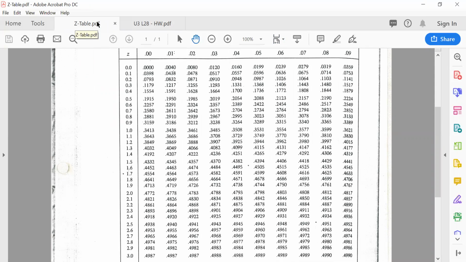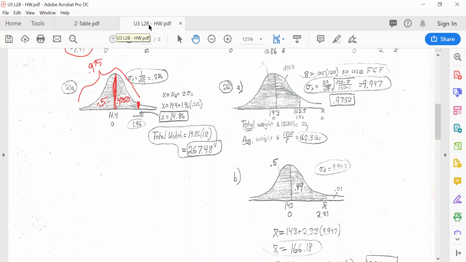I see it right here, actually. It's exact. It's 1.9 and then over to 0.06. So the Z-score that's closest to 0.4750 is 1.96. All right, hopefully you saw the Z table like I did. I'm not sure if you did or not.